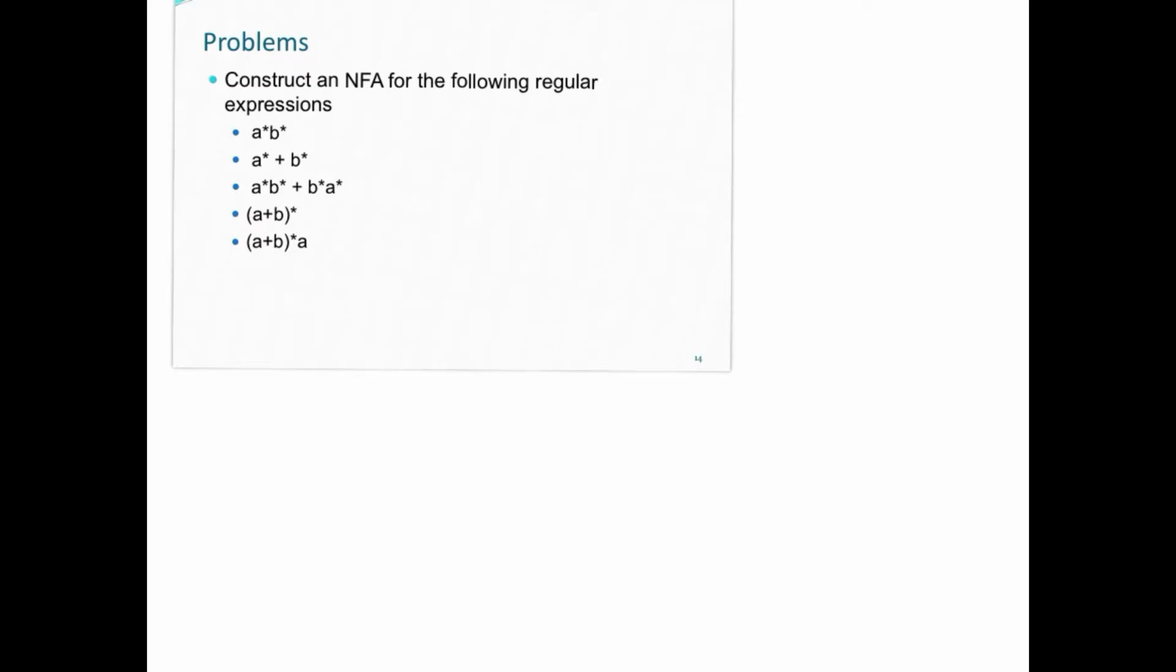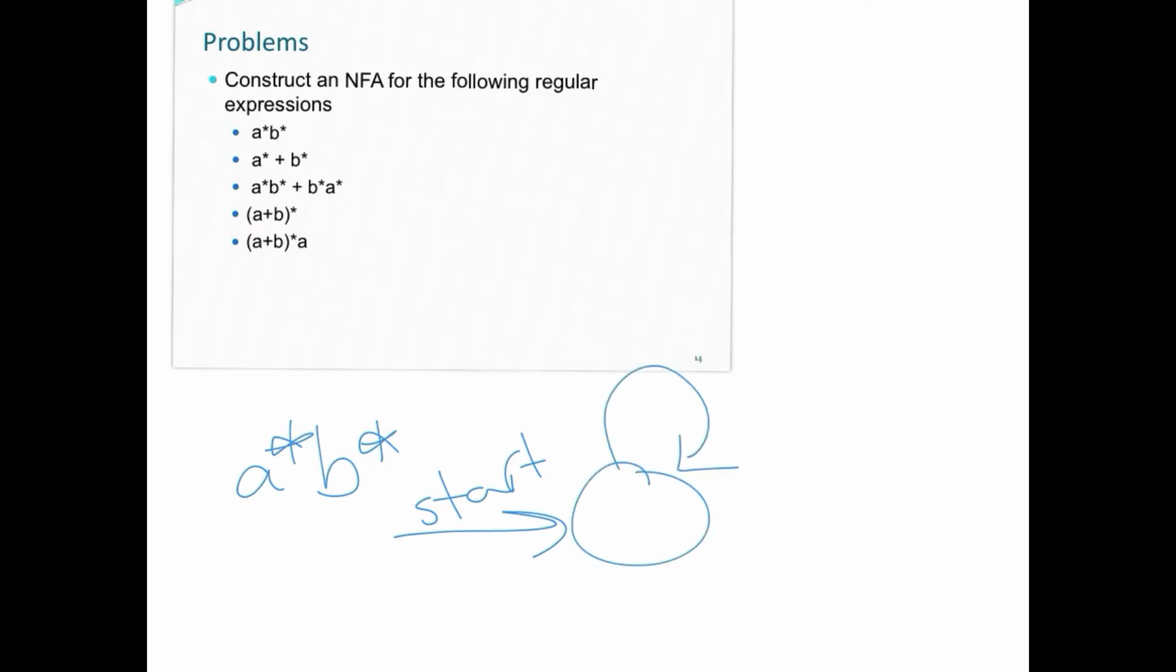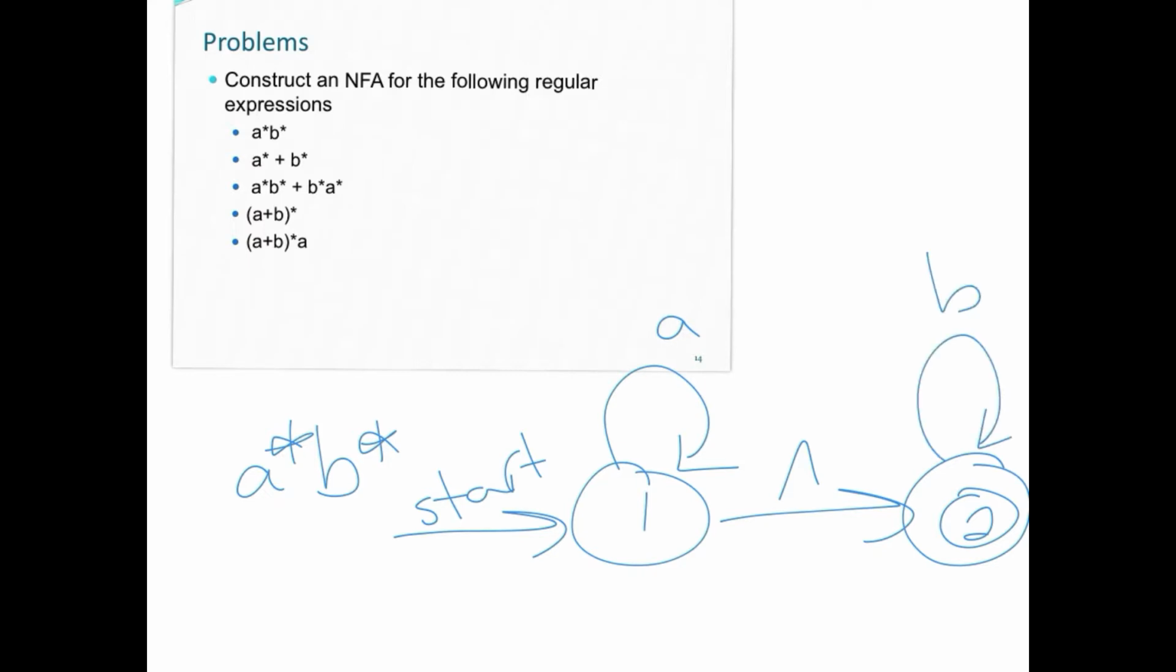All right, so the first one we're going to do is A star, B star. So that's as many A's as we want, followed by as many B's as we want, but they have to be in that order, right? We can't mix the orders of the A's and B's. And this is where lambda transitions come in really handy, because I could say, all right, well, let me have 0 more A's, and then I'll do a free jump, and we'll make state 2 an accept state, and I can have 0 or more B's. So that's a nice, quick and easy NFA for A star, B star.